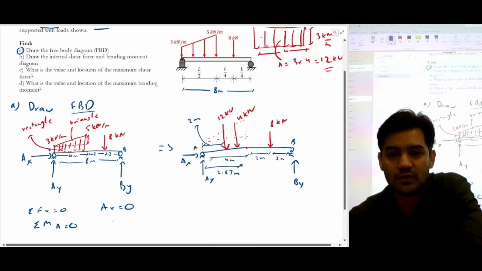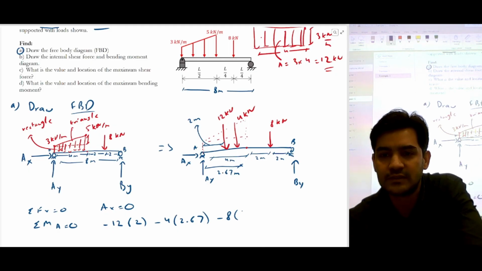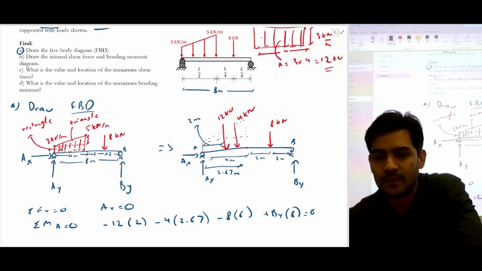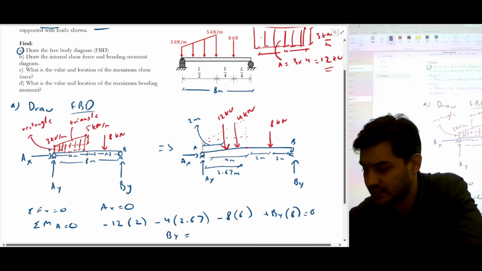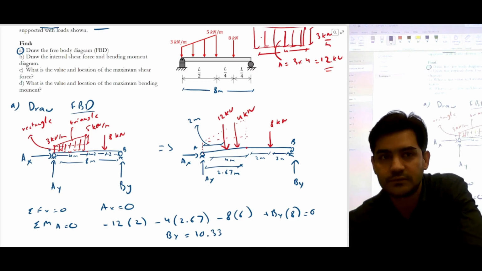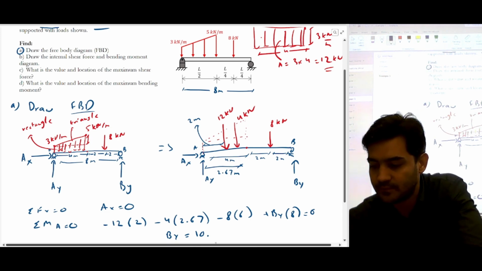So in this way I will get 12 kilonewton force, this is clockwise, so negative, into 2. Clockwise, minus 4 into 2.67, clockwise, minus 8 into 4.6, and then anti-clockwise, positive By into 8 is equal to 0. So if you solve for this, you're going to get By, sorry, you're going to get force 10.335 kilonewton.